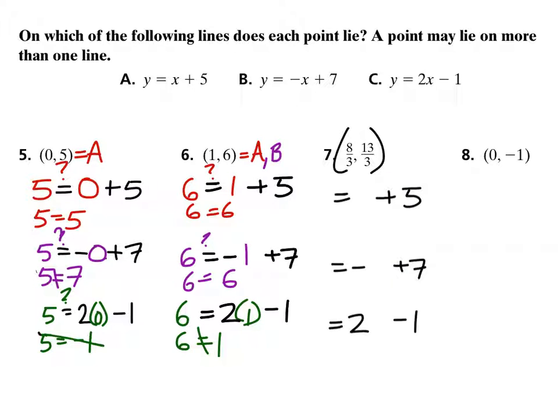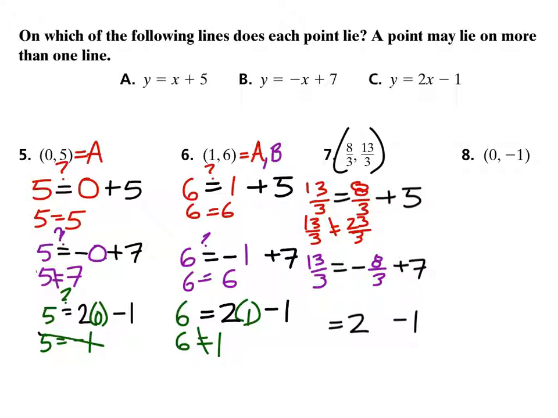Alright, let's try with number 7, which has an x value of 8 thirds and a y value of 13 thirds. Well, 8 thirds plus 5, that would be 15 thirds, so that'd be 23 thirds, which does not equal 13 thirds, so that's no good. Next up, we'll try line B. Y is 13 thirds, and the x value is 8 thirds.